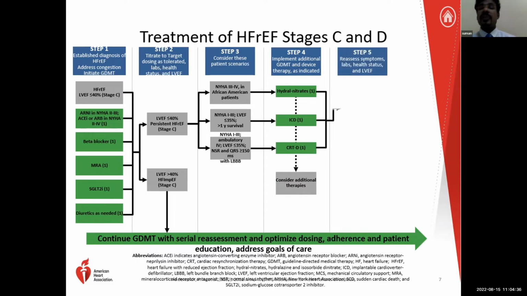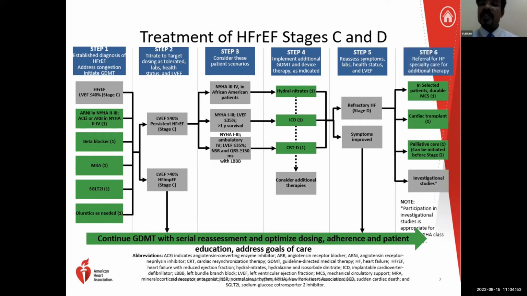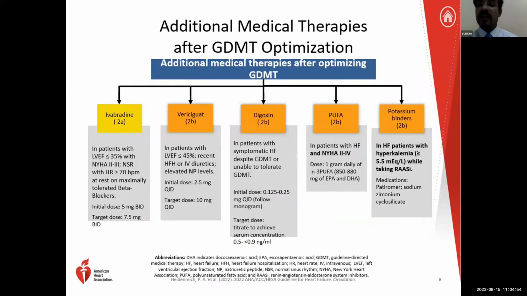And then, of course, if the patient has refractory heart failure, that is stage D, and symptoms do not improve, definitely you can go with guideline-directed medical therapy. And if symptoms still persist, then you can go for left ventricular assist devices, and finally end up in cardiac transplant. These are additional medical therapies after guideline-directed medical optimization.